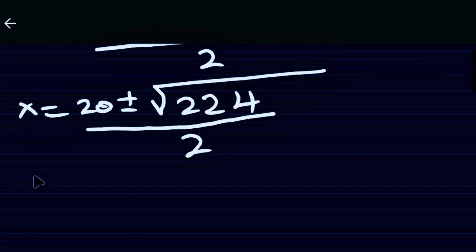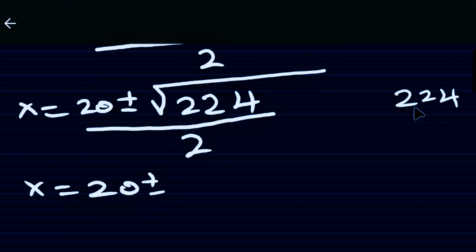So from here, we are going to have that x will be equal to 20 plus or minus. Now we are going to find the factors of 224, so that we can solve this easily. So let's write 224 here. Okay, so we are going to divide it by the least common factor, and that is 2, because looking at the end of this digit, we have 4 here, which is an even number. So that is why we are dividing by 2.